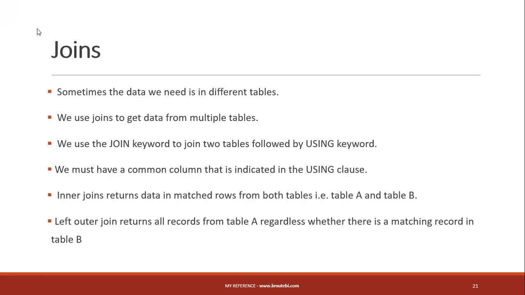In summary, joins help us to get information or data from multiple tables. We always use the join keyword followed by the using keyword. We have a common column that exists between the tables we need to get data from. We have the inner joins that return data from tables with matched rows. And we also have the outer joins like the left join, the right join, and the full join. In the next section, we are going to look at subqueries.